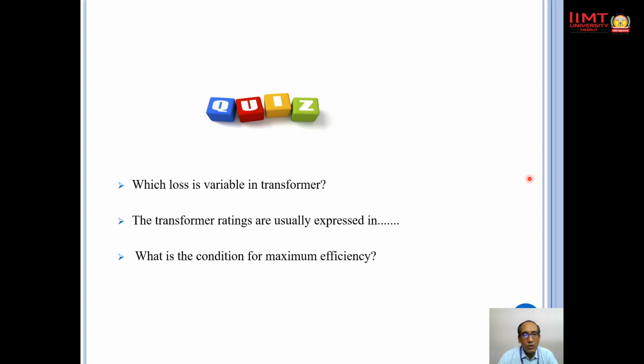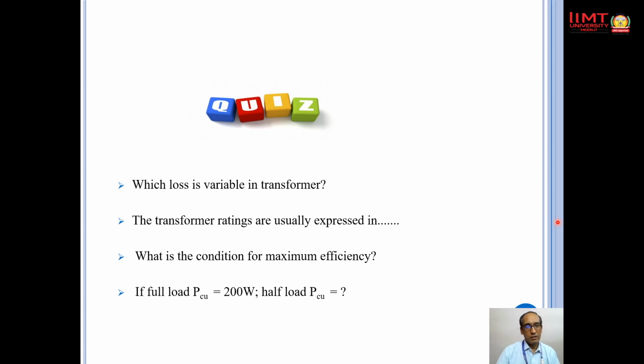Now, what is the condition of maximum efficiency? We know that for maximum efficiency the two types of losses, iron loss and copper loss, should be equal. At this stage we get the maximum efficiency of the transformer.